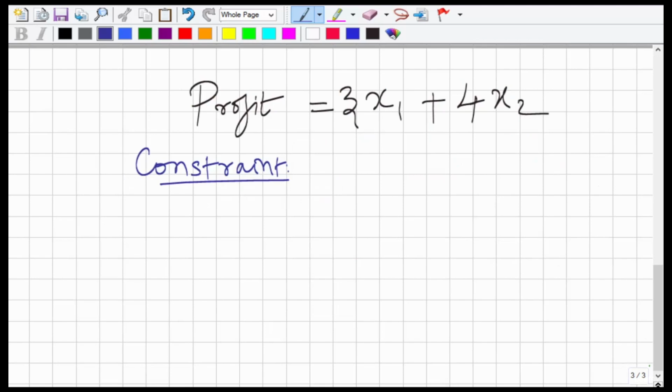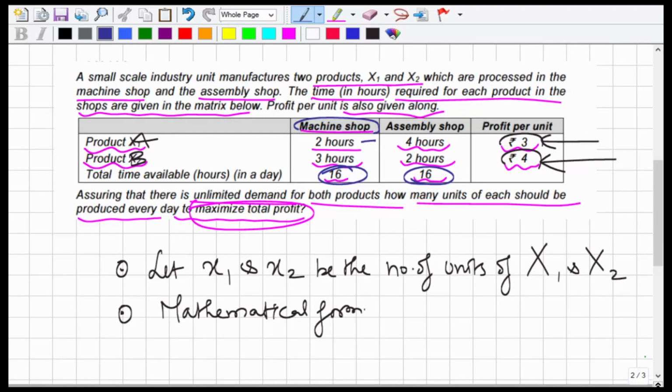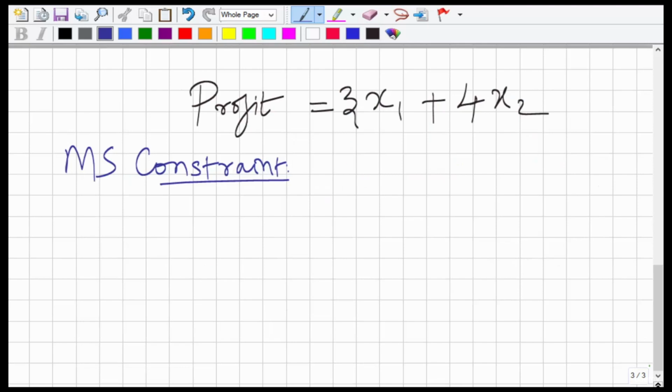So the constraint in machine shop. I'll write MS constraint, that is machine shop constraint. You can take 2 hours for product A and 3 hours for product B. So let me put it, that is 2x1 plus 3x2. Here x1 and x2 represent the number of units. Now these two put together have to be less than or equal to 16 hours in a day.